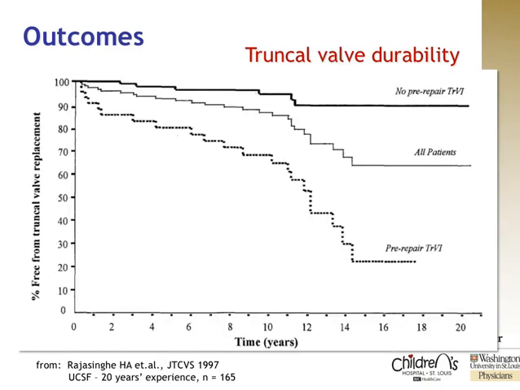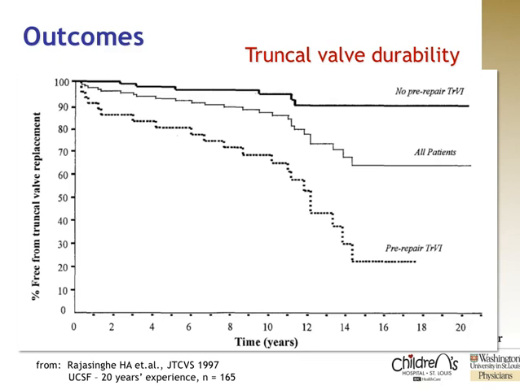What about the truncal valve itself? Truncal valve durability is actually quite good, partly depending on how good the valve is when you start. So if we look at the middle line, all patients, freedom from truncal valve replacement out to 15 to 20 years is about 60%. If the valve was not insufficient, so it was a competent valve before the initial repair, 90% of those patients will still have their native valve out 15 and 20 years.